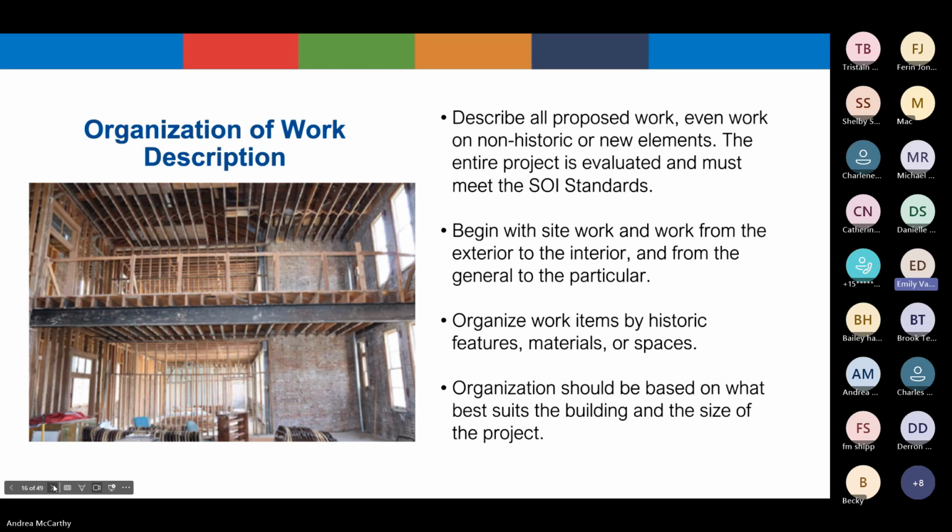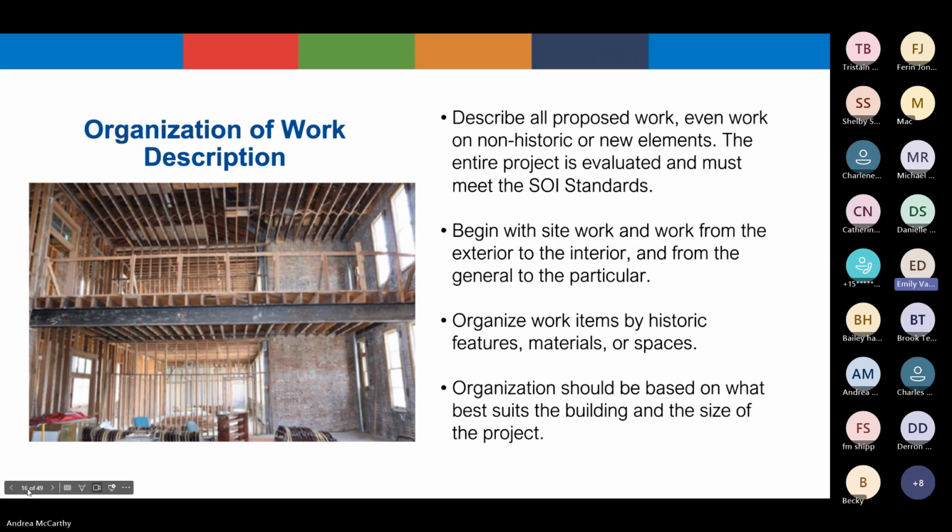The bulk of the Part 2 application is the description of the proposed work, which is sometimes referred to as the work narrative. The applicant presents in writing the scope of work for the project, which allows the reviewer to evaluate whether the project is likely to meet the Secretary of the Interior standards, which is required to qualify for the tax credit. The entire project must meet the standards, so all work intended as part of the project must be included, whether it directly affects the historic building or not.